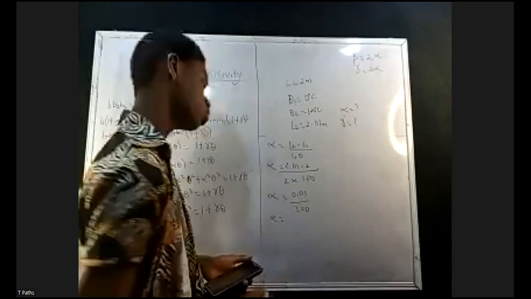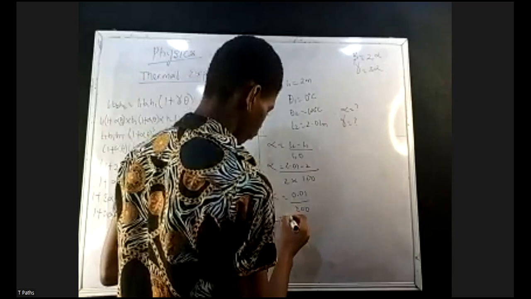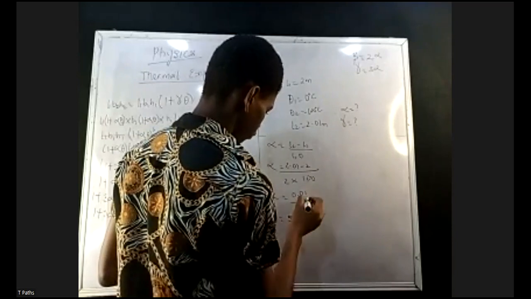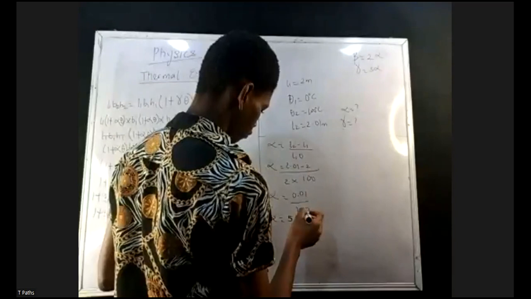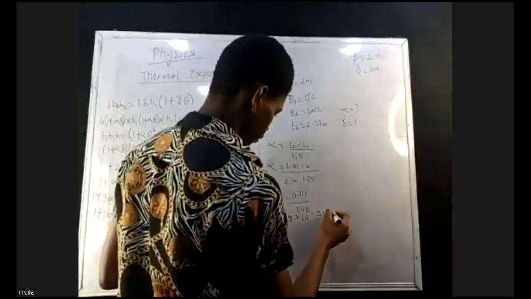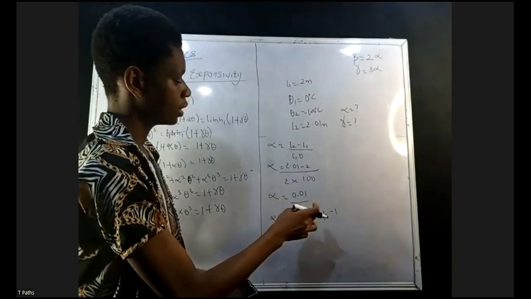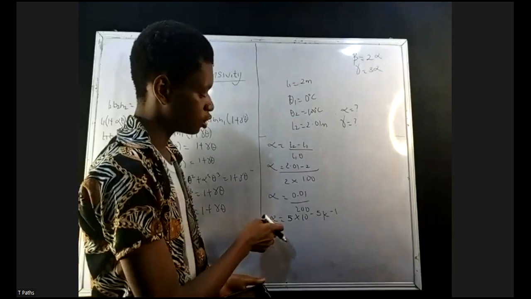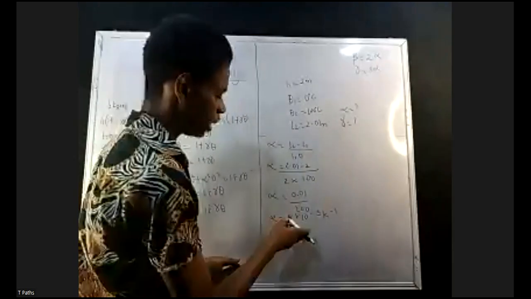I'm going to have this is equal to... Okay. So after dividing 0.01 by 2, I have my alpha equal to 5 times 10 raised to the power of minus 5 per Kelvin. All right. So I have this as my alpha.